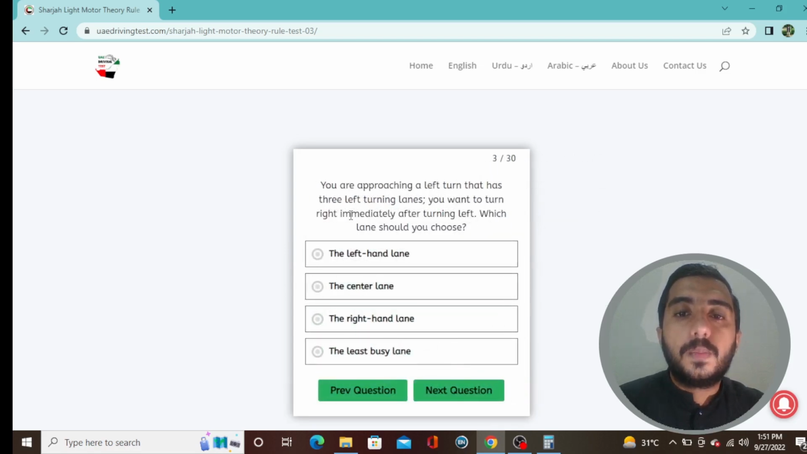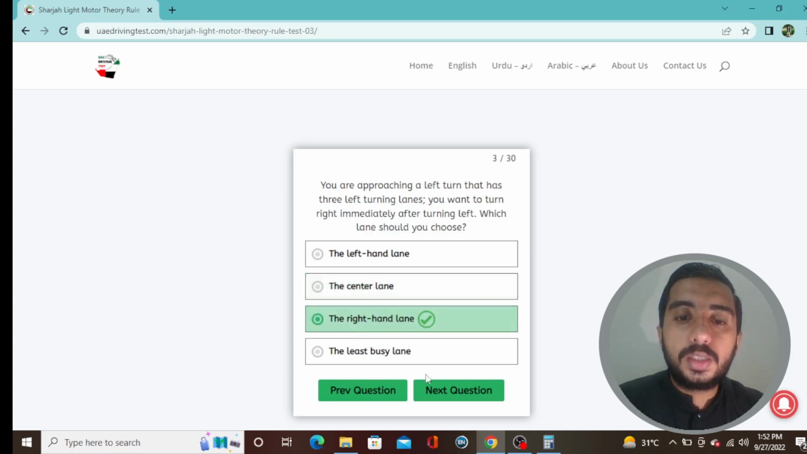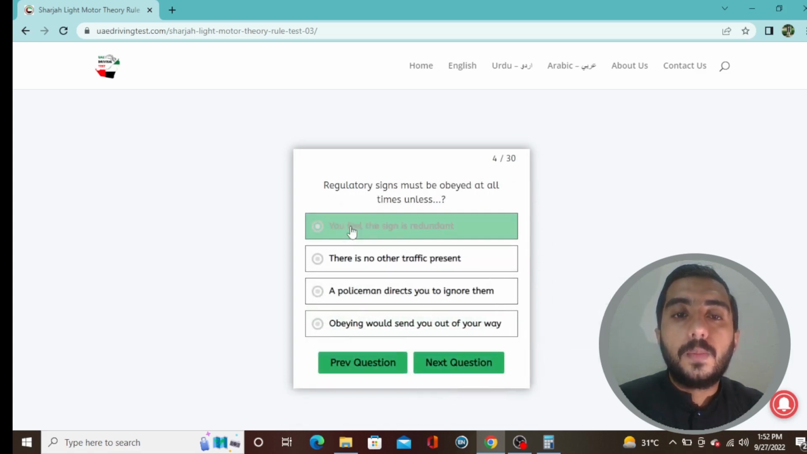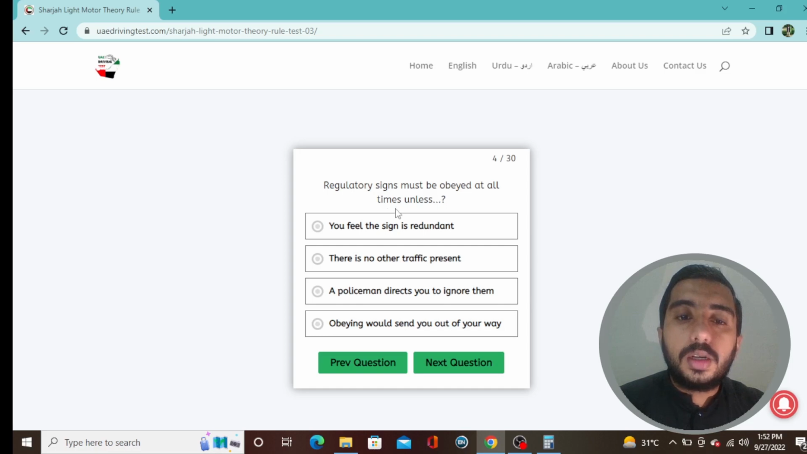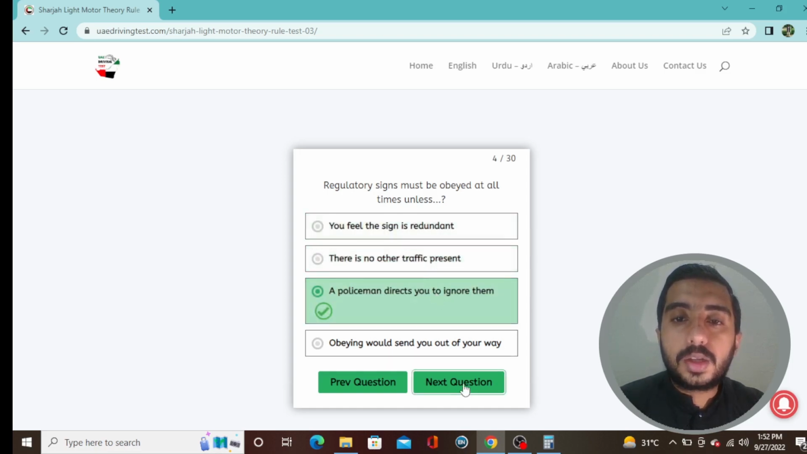Next question. Question number 3 is, you are approaching a left turn that has 3 left turning lanes. You want to turn right immediately after turning left. Which lane should you choose? In this case, you need to choose the right hand lane. Option C is the correct one. Next question. Question number 4 is, regulatory signs must be obeyed at all times unless a policeman directs you to ignore them. Option C is the correct one.